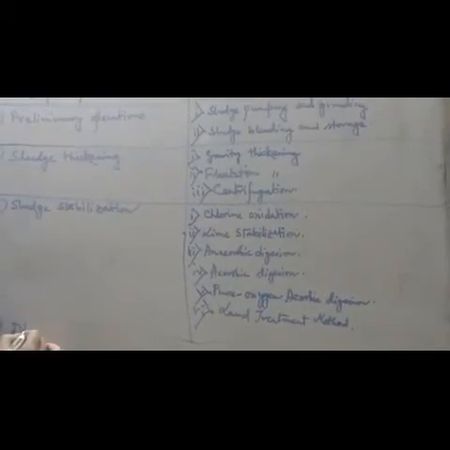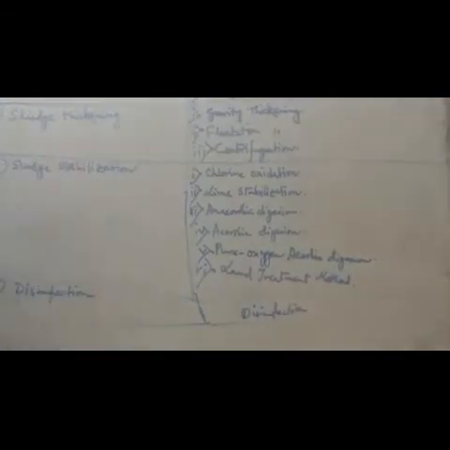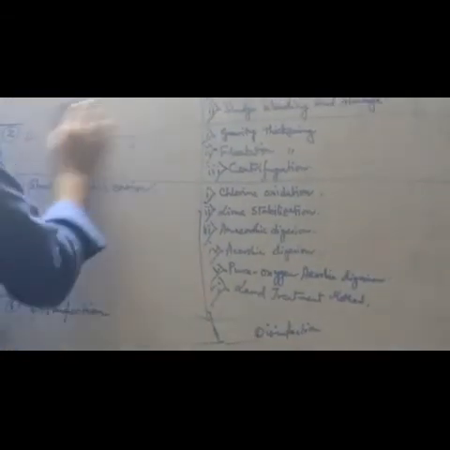So there are many methods used for sludge stabilization. Now the next thing is disinfection. Number 4 is disinfection, and here we also use the disinfection process for sludge disposal. Now the fifth thing is conditioning.